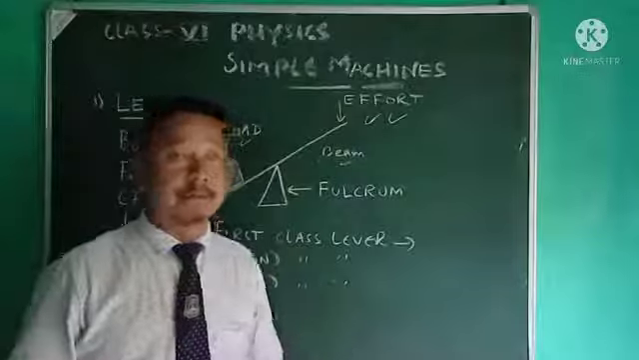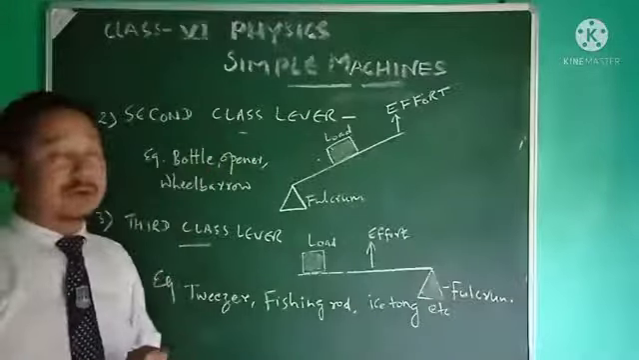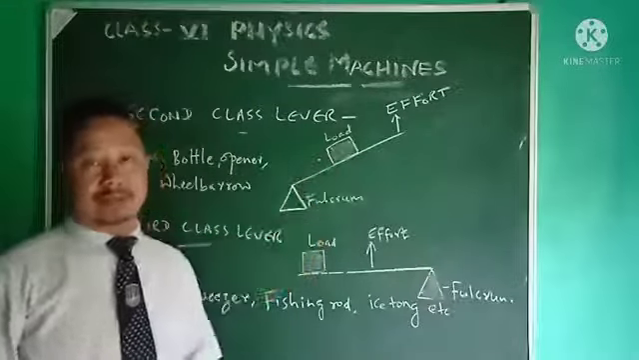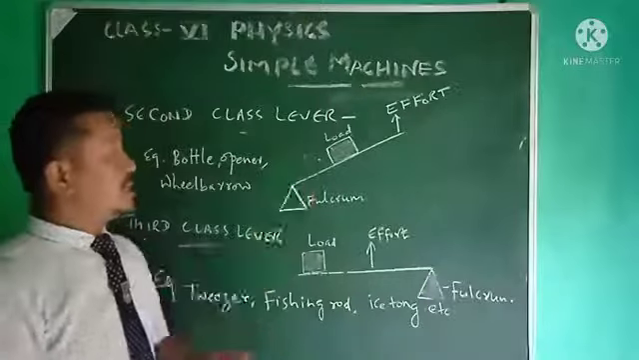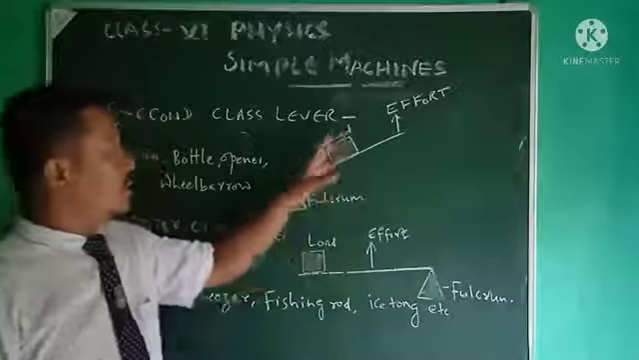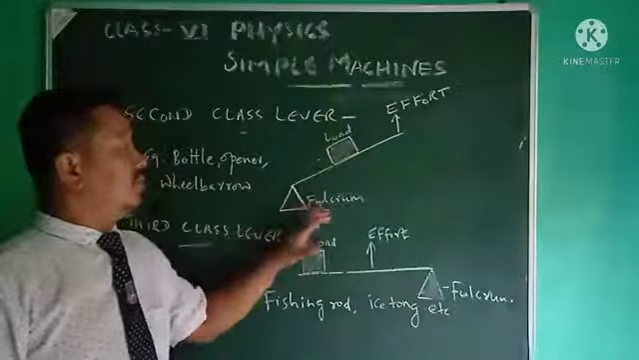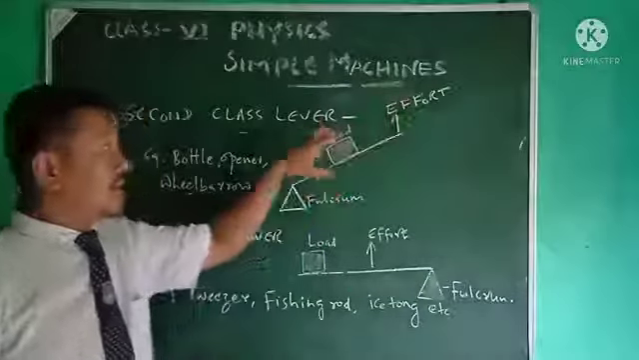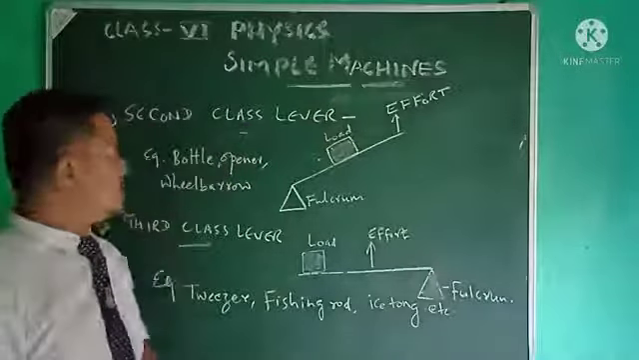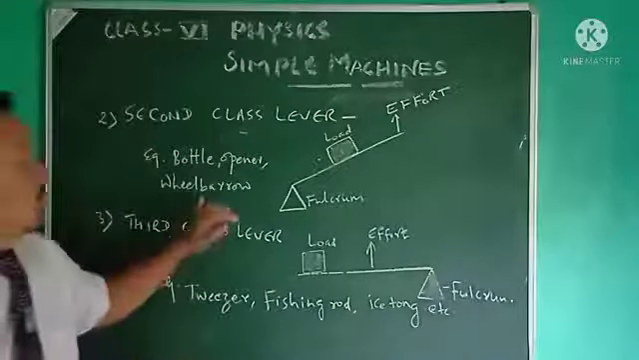Okay, now second class lever. In the second class lever, what you find is the load in the middle. The load is between the fulcrum and the effort. See here, the load is in the middle, which means it is between the fulcrum and the effort. So this kind of lever comes under the second class lever. For example, you see a bottle opener, even a wheelbarrow.